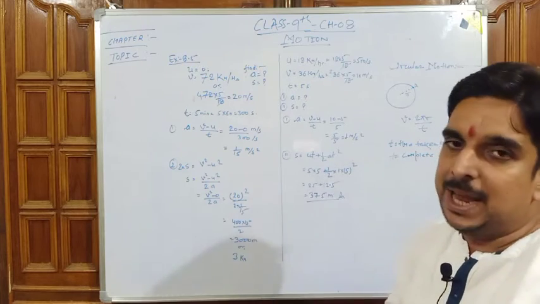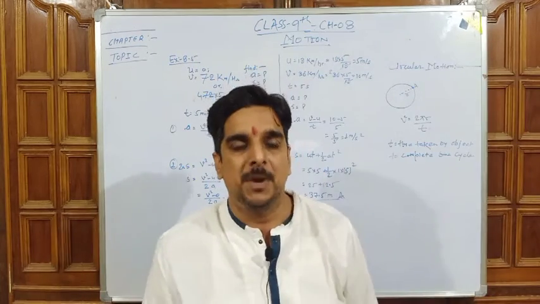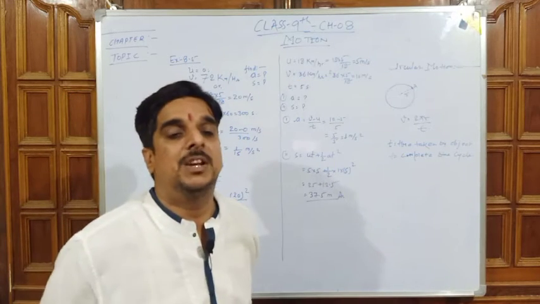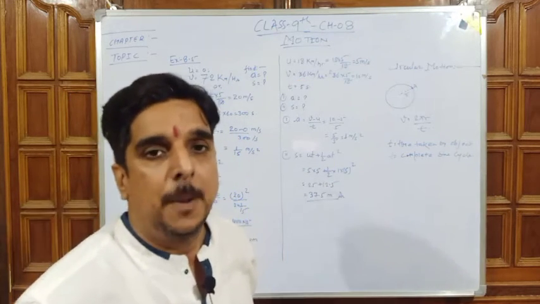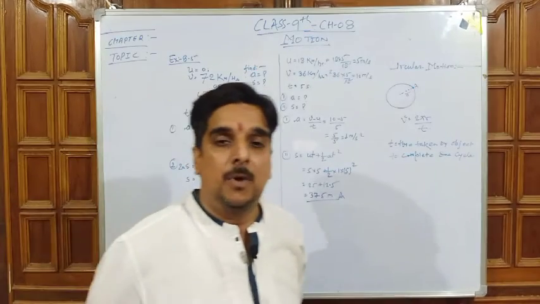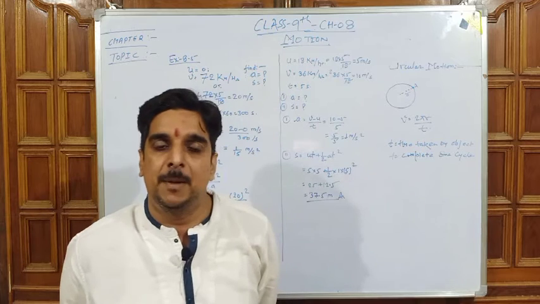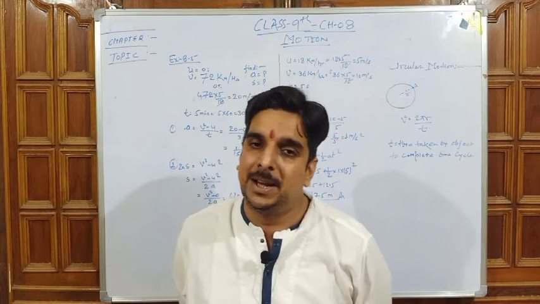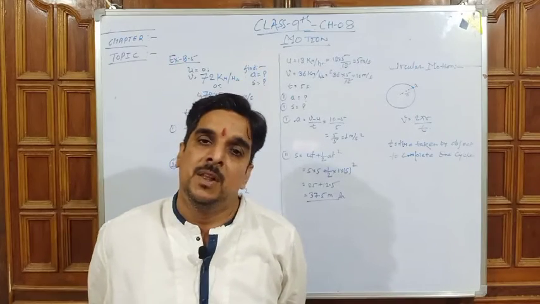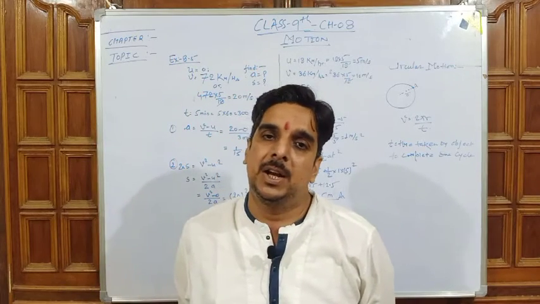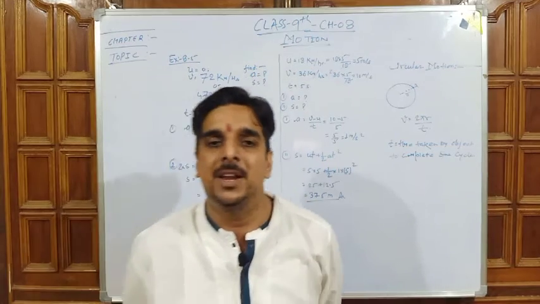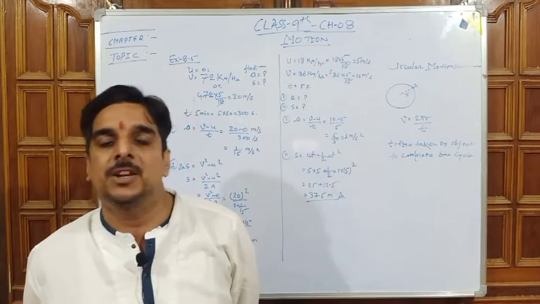So again, as in my previous example, we have to convert kilometer per hour to meter per second. For 18 kilometer per hour, we apply the same trick: we multiply 18 by 5 by 18. Whatever magnitude comes will automatically be converted from kilometer per hour to meter per second. So 18 into 5 by 18 will be equal to 5 meter per second.